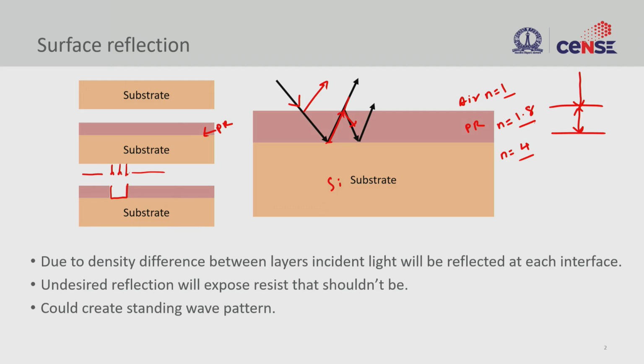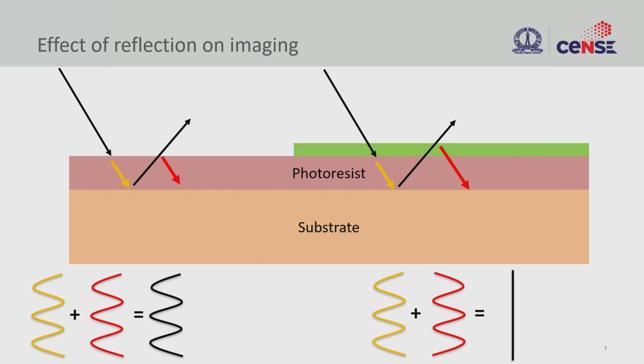Ideally you want only a single beam, and then it should expose the photoresist. But now we have beams that are trying to bounce back and forth, and this bouncing back and forth could result in undesirable exposure. This could expose a portion of the resist that should not be exposed, that is not designed, and also this could create a standing wave. Because you create a cavity-like structure here, it can bounce back and forth and create a standing wave. Let's see how these things affect and how we solve this problem.